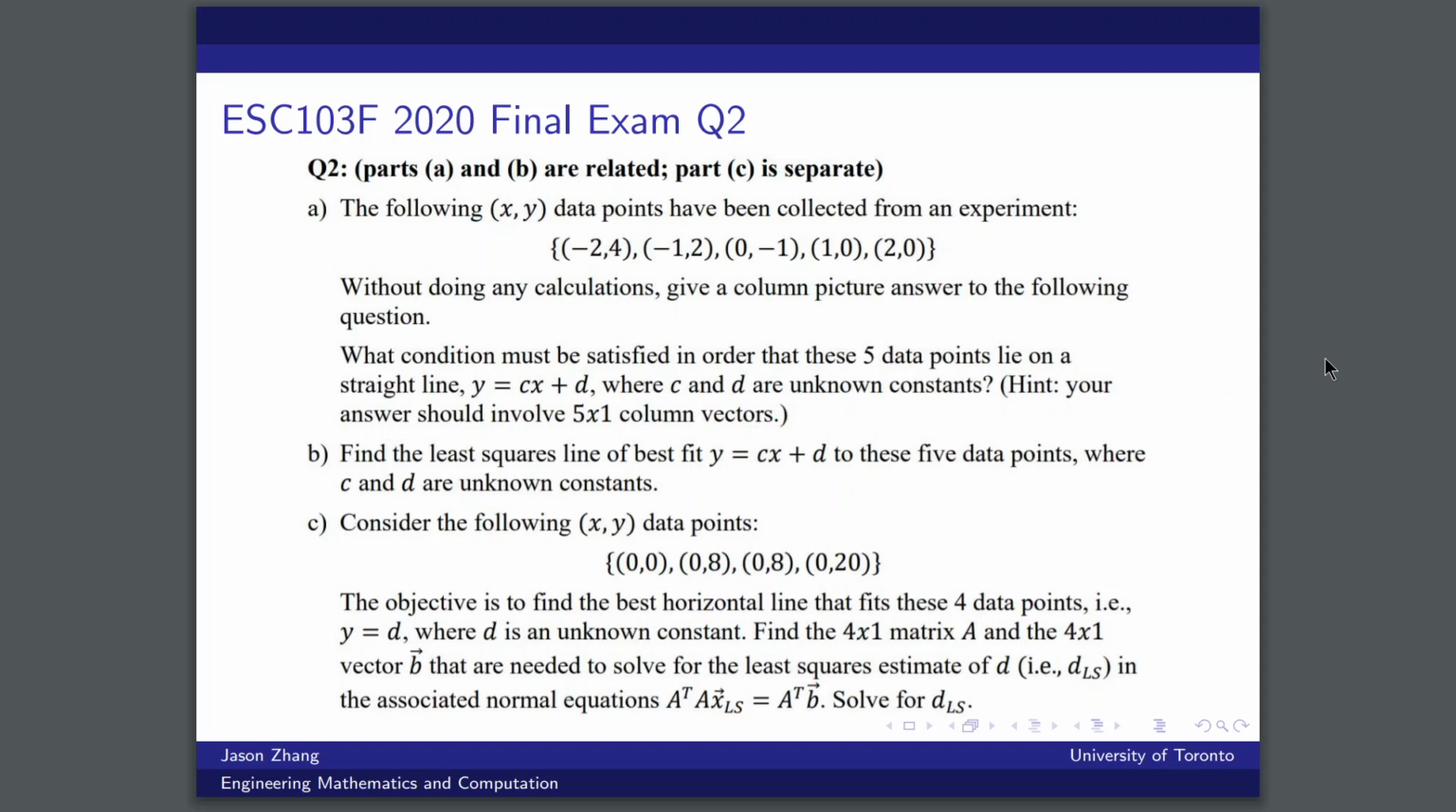And part C gives us another 4 data points, but wants us to find the least squares constant that will best fit these 4 data points. So it would be in the form y is equal to d, where we only have one fitting parameter. And it wants us to do this using the associated normal equations.